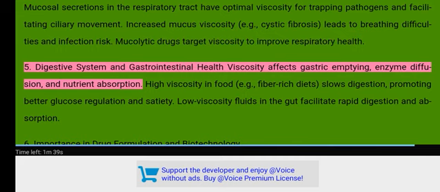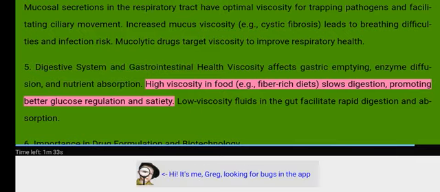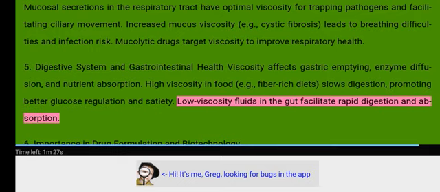5. Digestive system and gastrointestinal health. Viscosity affects gastric emptying, enzyme diffusion, and nutrient absorption. High viscosity in food, e.g., fiber-rich diets, slows digestion, promoting better glucose regulation and satiety. Low viscosity fluids in the gut facilitate rapid digestion and absorption.